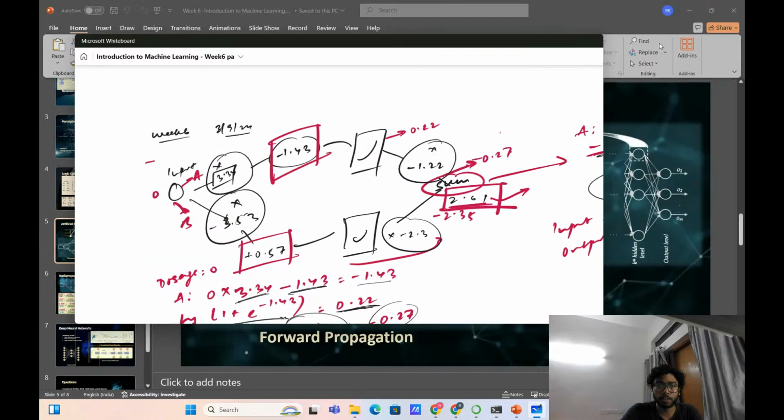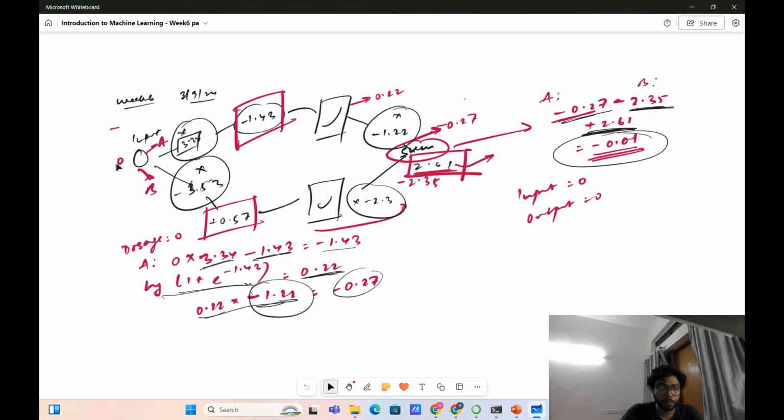Right. So I have drawn the same tree over here. So the input you take as 0, multiply it with 3.34, minus 1.43 bias, and you pass this minus 1.43 to this softplus function. The softplus function is log of 1 plus e to the power of x. So log of 1 plus e to the power of minus 1.43 will give you a 0.22 value. You multiply the 0.22 with minus 1.22, you get minus 0.27. Similarly, you do this for the bottom panel, you get minus 2.35. You add minus 0.27 and minus 2.35, and then you add the 2.61, and then you get a value of minus 0.01, which is very close to 0, right?